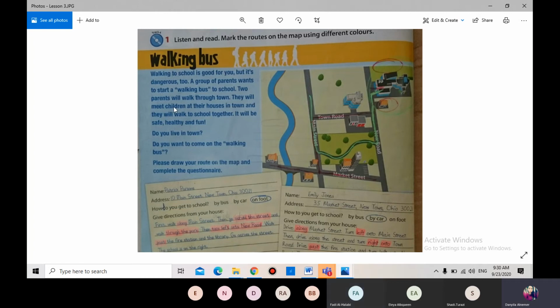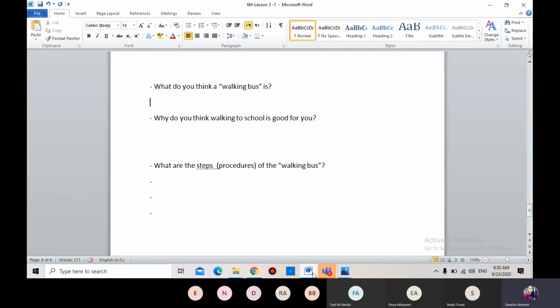Okay, so two parents will walk through town. They will meet children at their houses. This is the second step. Step number 1, two parents will walk through town. Step number 2, they will meet children at their houses in town. Step 3, all of them, they will walk to school to get there. These are the steps and the idea of the walking bus.